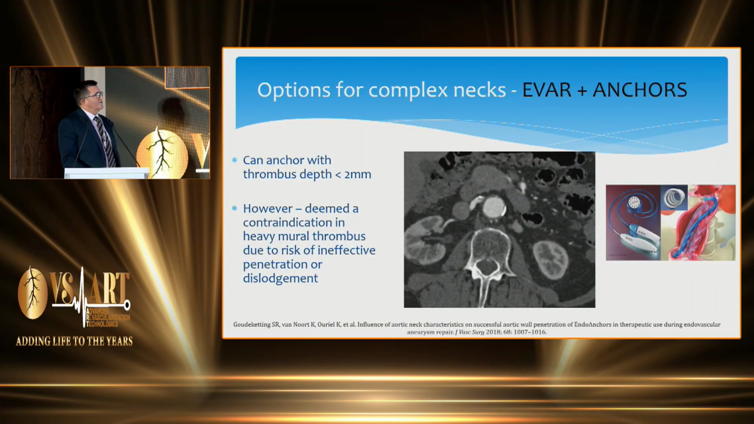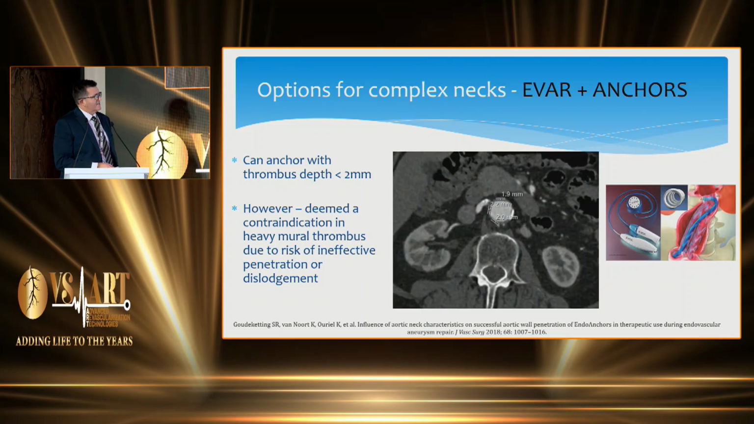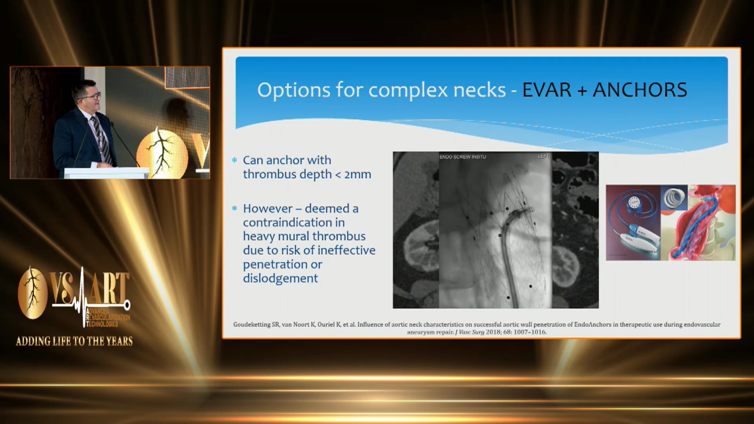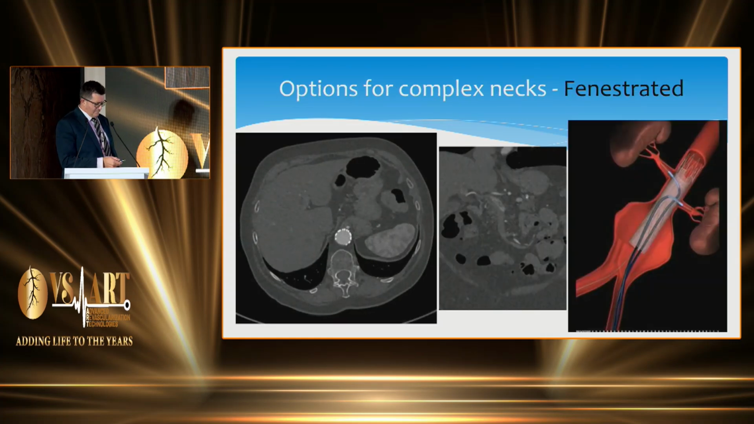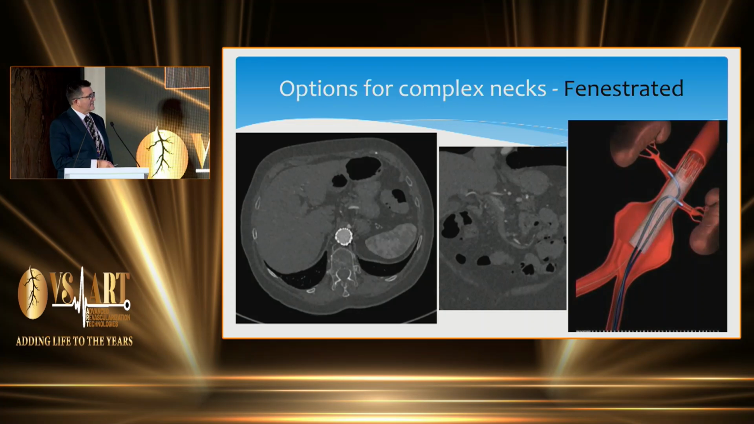There are some options that we can use. We can use endoanchors in thrombus with a depth of less than 2 millimeters. So if we measure this all the way around circumferentially, we can get endoanchors into there, and they do a fairly decent job. Can we run that video, thanks? Okay, anyway, that showed that the sac side had gone down with those endoanchors.